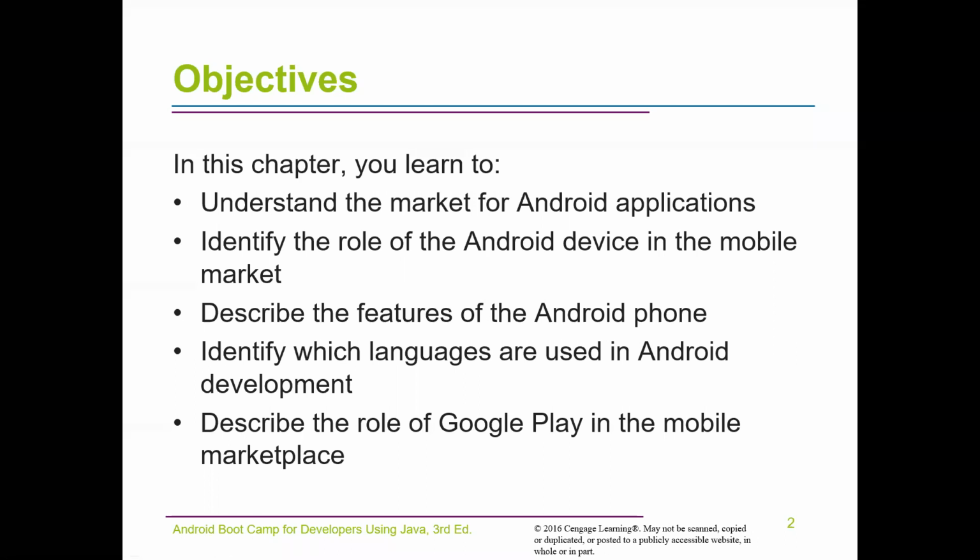From the evolution, from the first year of implementation until the current year. Development is also based on the different languages that we could identify in Android development. As we go through, we could identify those things. And the last part of the objectives is to describe the role of Google Play in terms of the mobile marketplace. So basically, that's the introduction.